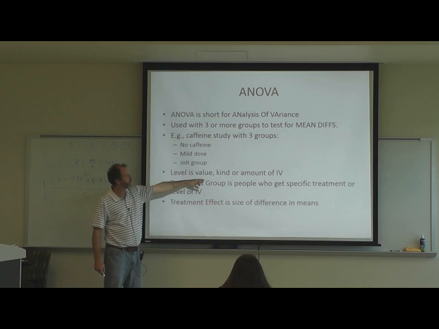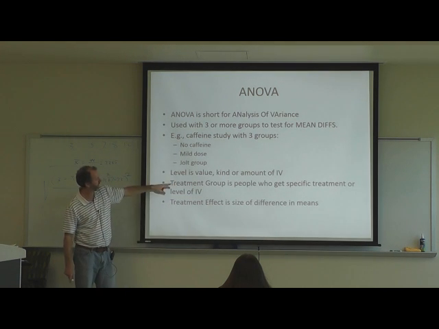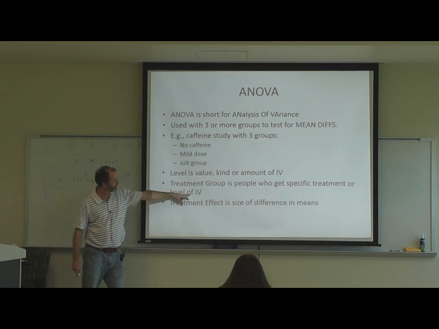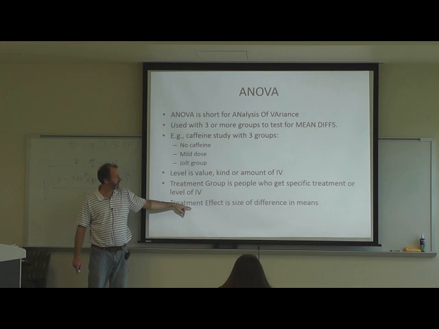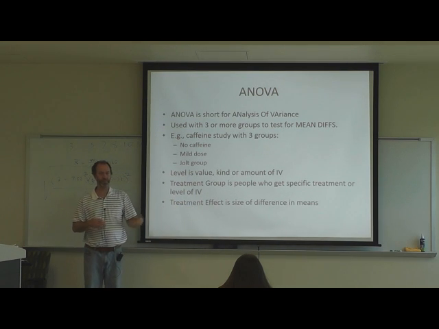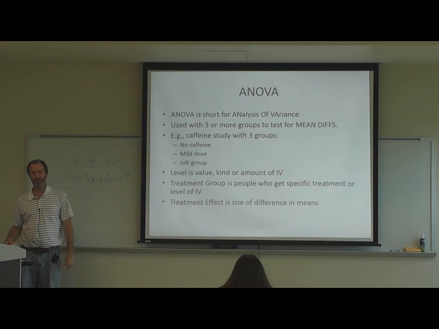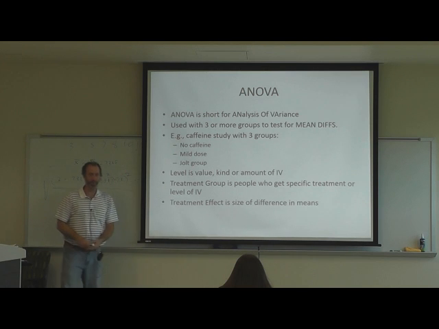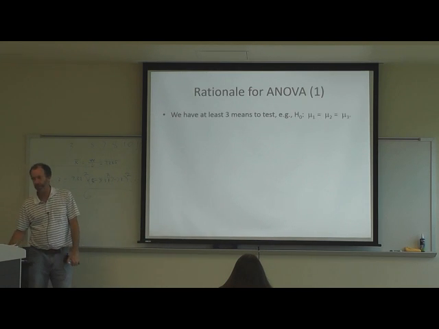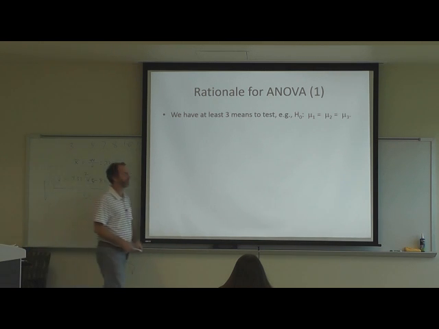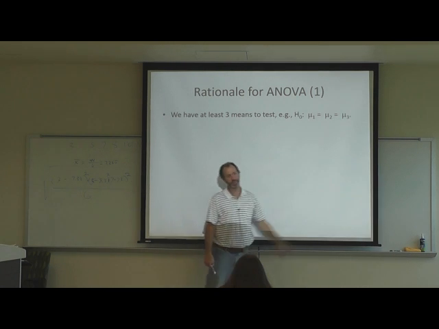Level is the value, kind or amount of the IV. Treatment group is people who get a specific treatment or level of treatment. Treatment effect is the size of the difference in the means. So have you guys ever seen studies where they have different doses and you're looking for effects of those different doses? With multiple groups like that, you have to do an ANOVA, or analysis of variance. So we have three means to test, and the null hypothesis is that all the means are the same, basically.